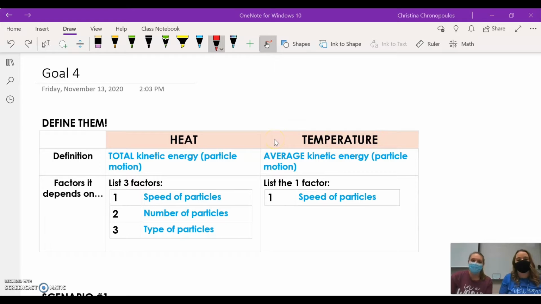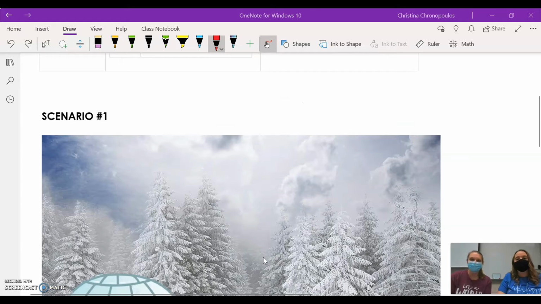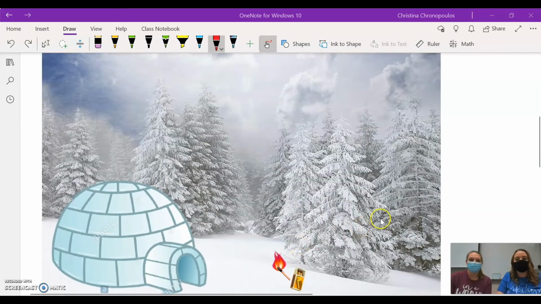of a substance. With heat being the total, it's dependent on multiple things. If you're looking at the total of something, specifically the total heat within an object, it depends on the speed of the particles. It also depends on the amount of particles or the mass of the object, as well as the type of particles, for instance, if it's an insulator or a conductor. Temperature is more so dependent on simply the speed of the particles because it's the average speed of the particles. So it is not dependent on the number of particles or the mass, or also even what type of material it is. So looking at a couple of scenarios, we're going to start with this scenario here.